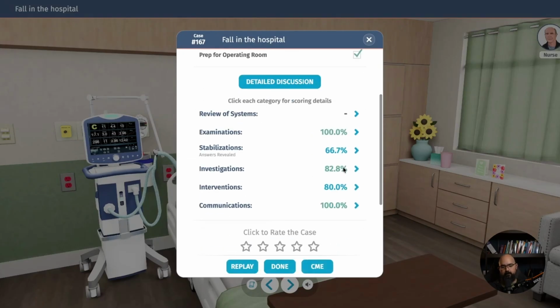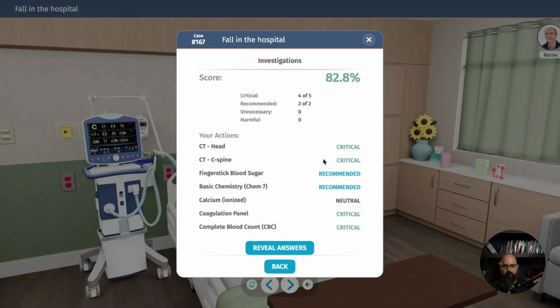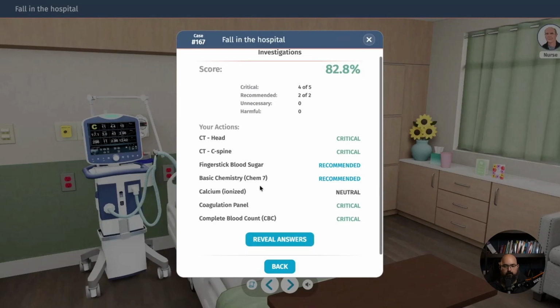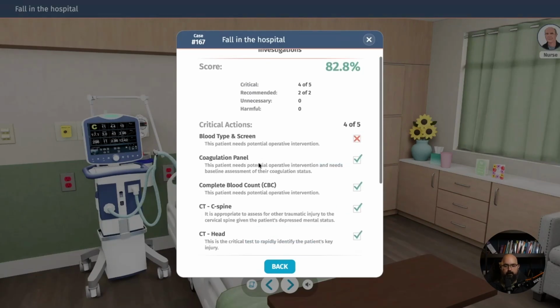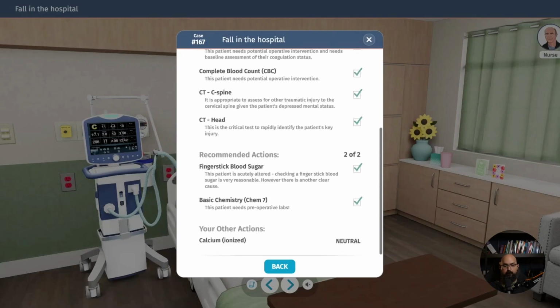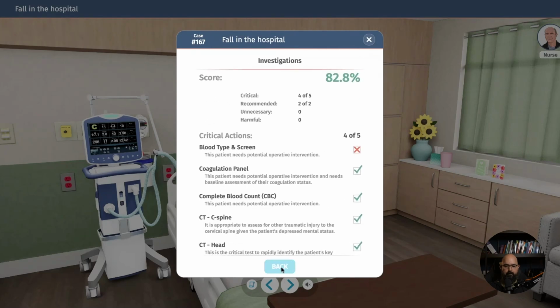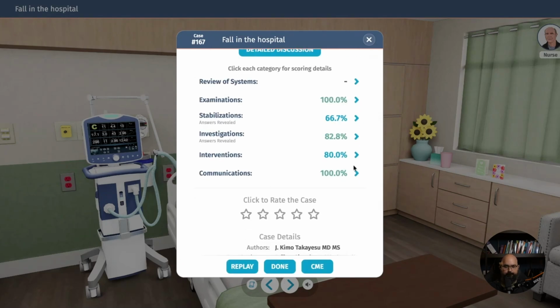Yeah. Okay. Investigations. C-scan, yes. Finger stick, I did a finger stick glucose. Maybe I didn't click the button. Chemistry, I did that. Okay, maybe it's just telling me that those are recommended. Blood type and screen, I know I hit that button. That's whack. C-spine, head, finger stick, Chem 7, ionized calcium. Yeah, it's kind of irrelevant.